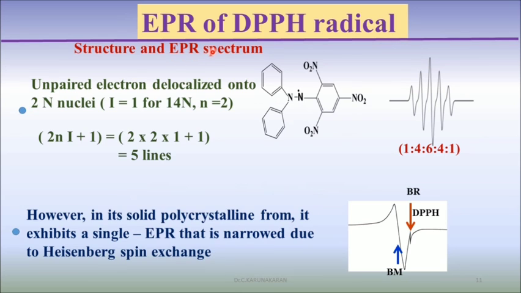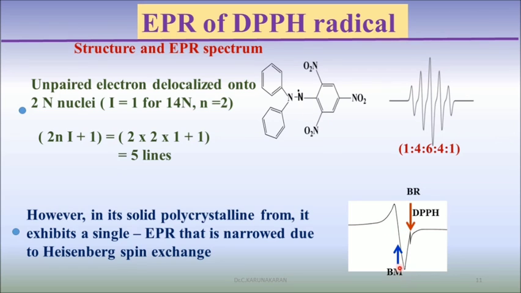Here we will study the EPR of the DPPH radical. It is an EPR reference compound similar to TMS. Tetramethylsilane is the NMR reference compound. Diphenyl picryl hydrazyl radical is a reference for EPR. It is a field marker.